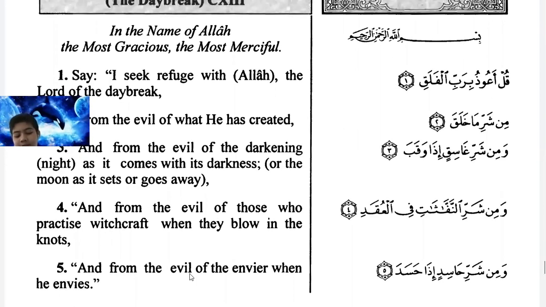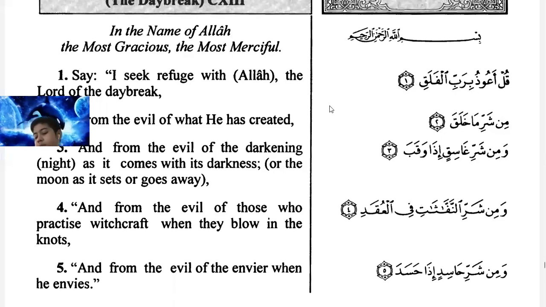So whenever any such person meets you, first recite this surah, and after reciting it, you will do what is necessary with him. Allah will help you do that. And whenever you get afraid of darkness or any other thing, then again you will recite this surah. Especially when you wake up in the morning, you will recite this surah daily.